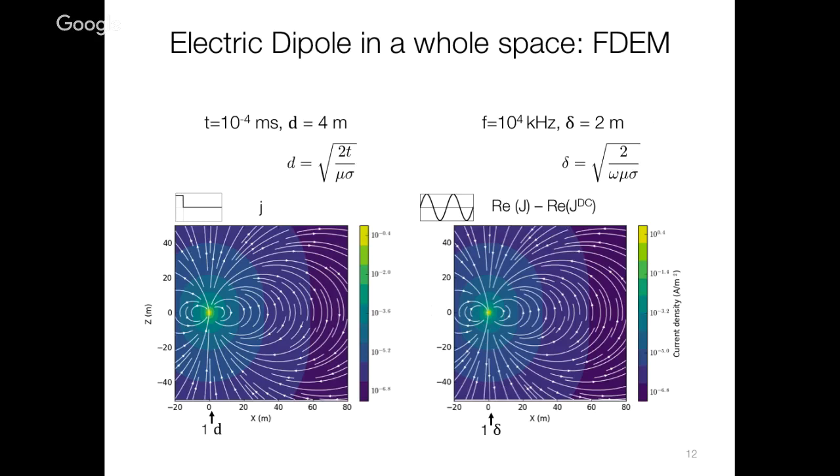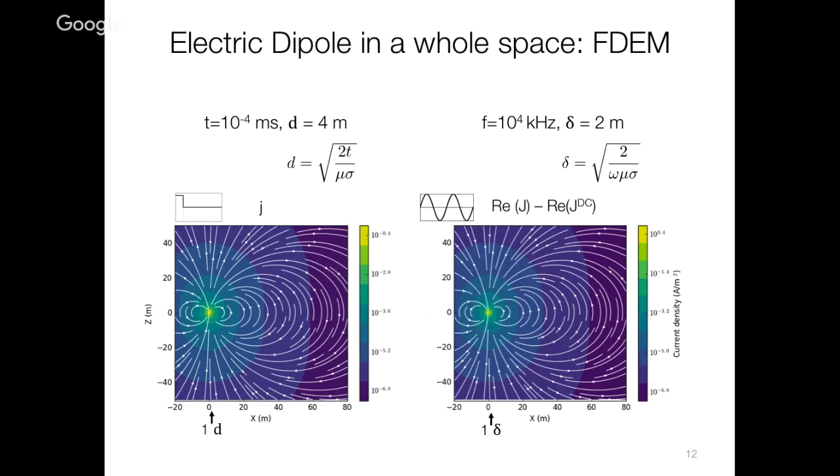So in frequency domain, this sequence of slides is actually really good for torquing your mind around thinking between frequency and time, because to first order, what you see in a frequency domain experiment is the same as the inverse of that frequency to give you a time. In other words, a time of 10 to the minus 4 milliseconds and a frequency of 10 to the 4th kilohertz have the following things: a depth of diffusion and a skin depth.